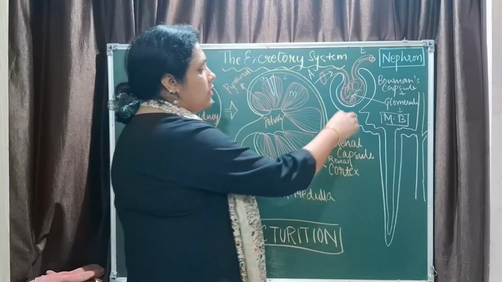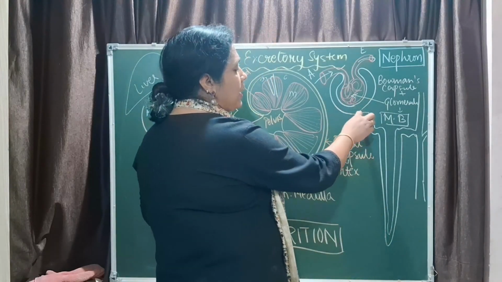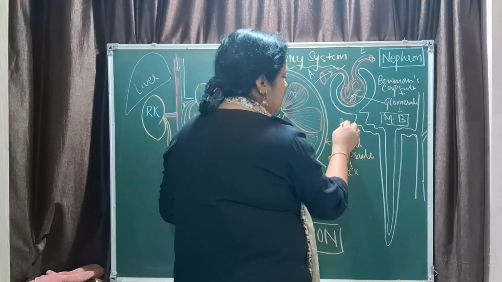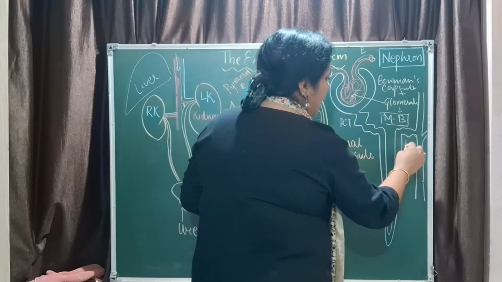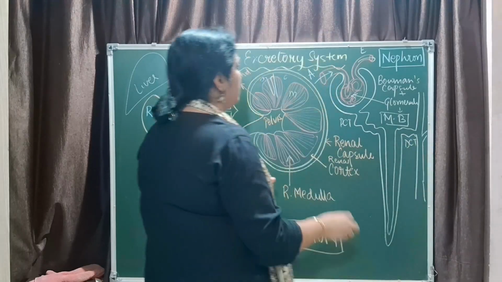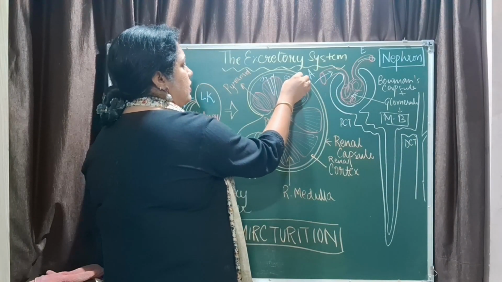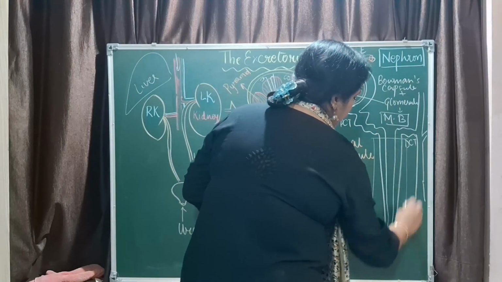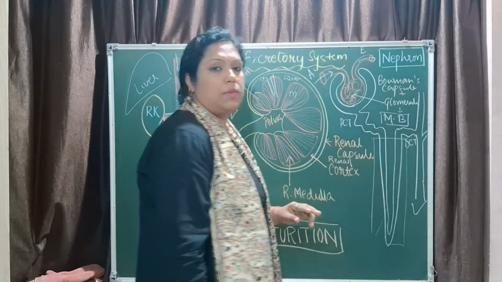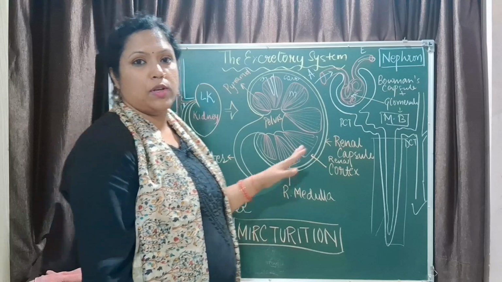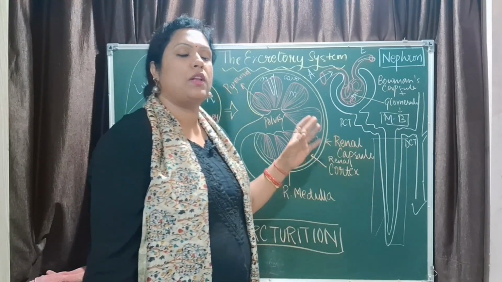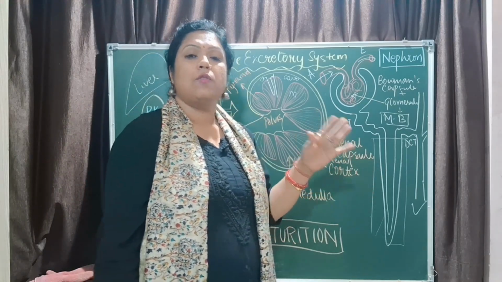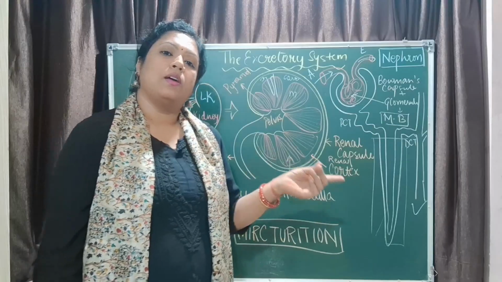Okay. Now this is the nephron. The Bowman's capsule, the glomerulus, the PCT, proximal convoluted tubule, and DCT, distal convoluted tubule, is present in the cortex. In the medulla, you have the loop of Henle and the collecting tubule. Please write it. All the points have to be considered, that which part of the nephron lies in the renal cortex, which part of the nephron lies in the medulla.